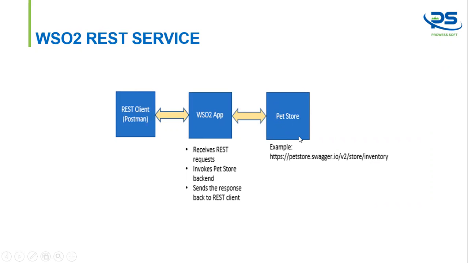In between, we will be using WSO2 Enterprise Integrator as our enterprise service bus, which will receive the request from Postman and transform the message as per the requirement using the mediators, sequences and templates. It invokes the backend system FetchStore, takes the response from the backend, and again transforms the message as per the sequence. Then afterwards it replies back to the REST client, which is Postman. And now we will develop a REST API using Integration Studio.